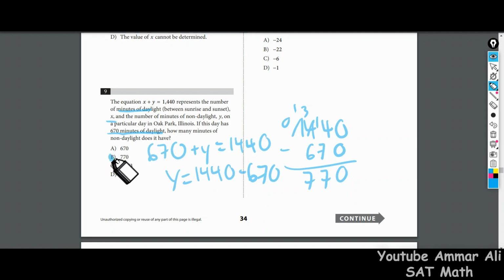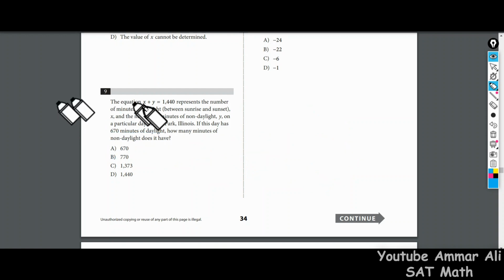Pretty straightforward. The trick here was identifying whether 670 was x or y. You just have to read very carefully, because they purposely made it confusing with minutes of daylight and non-daylight. So read slowly. Daylight was X, non-daylight was Y, and then you'd be able to solve. Pretty straightforward mathematically, you just read carefully.